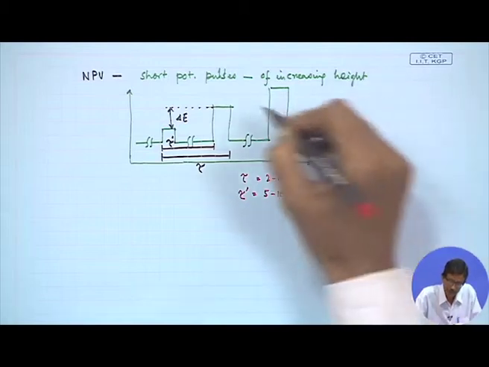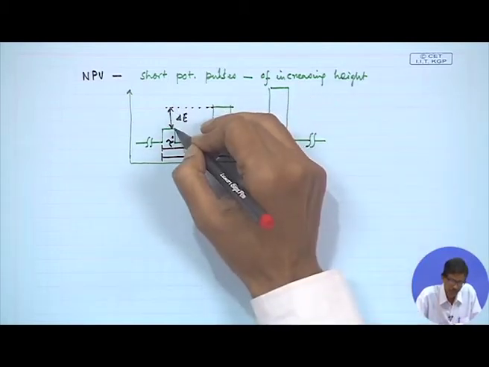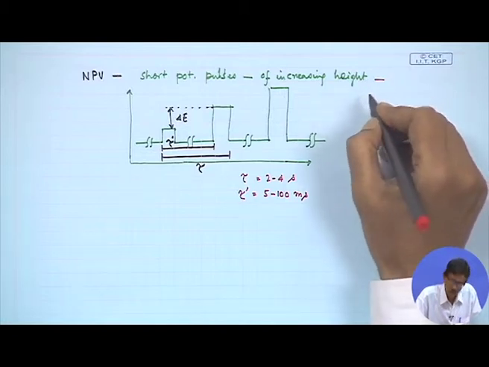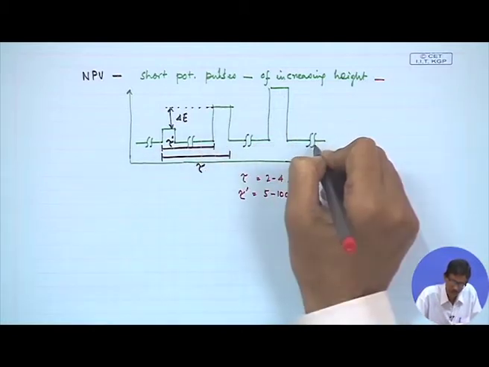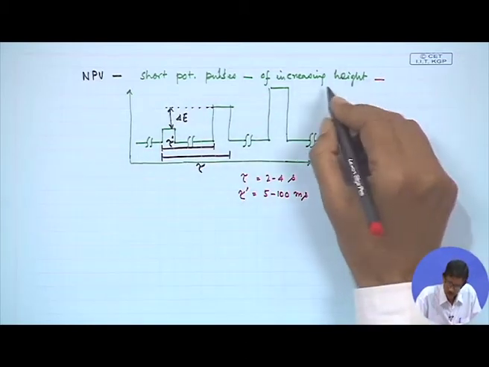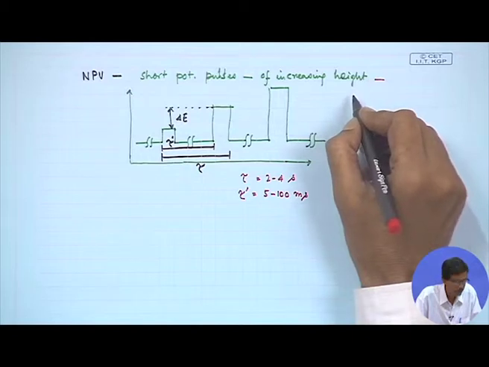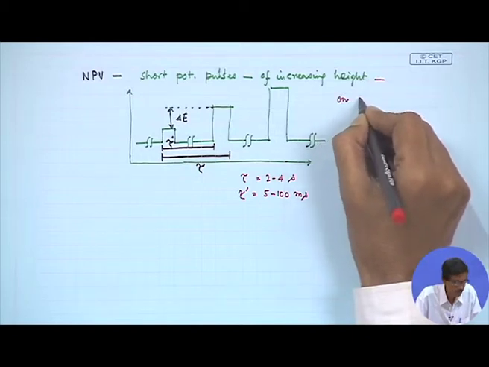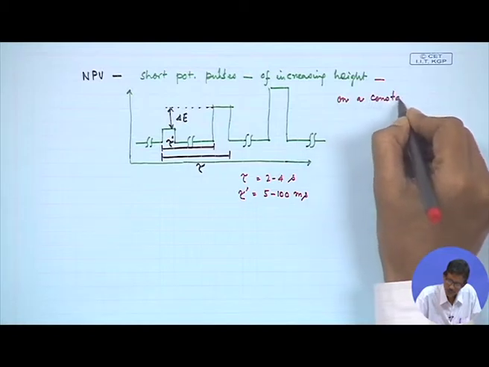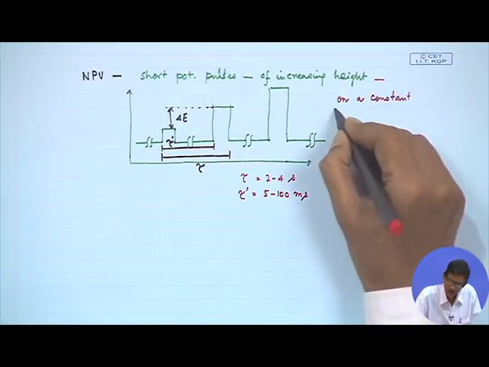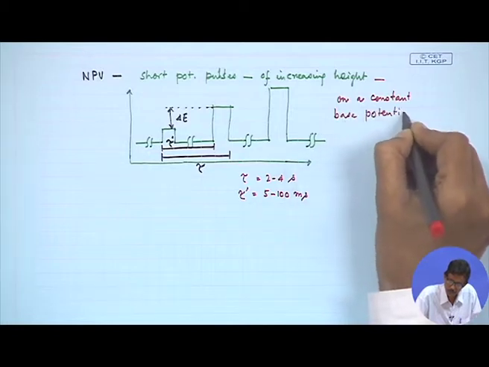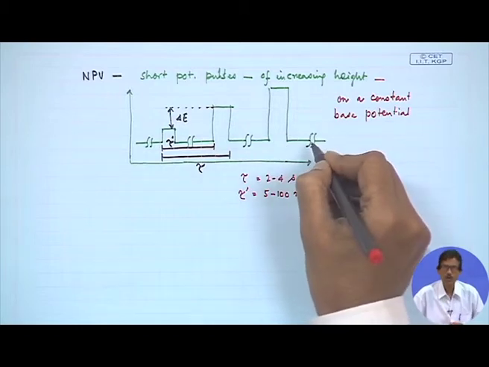So, we get increasing height of delta E values of these pulses, and again the potential is coming back. You give the short pulses, these increasing height pulses, on a constant base potential, because it is coming back to the original potential value.